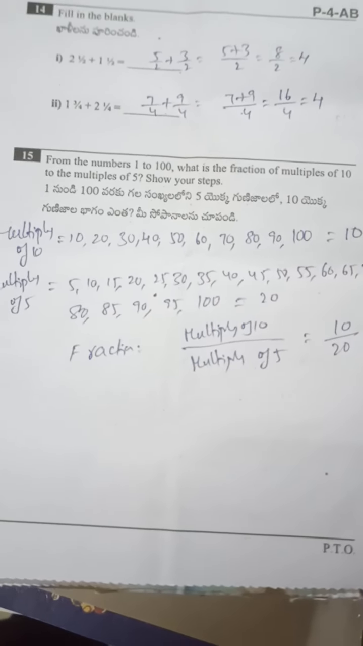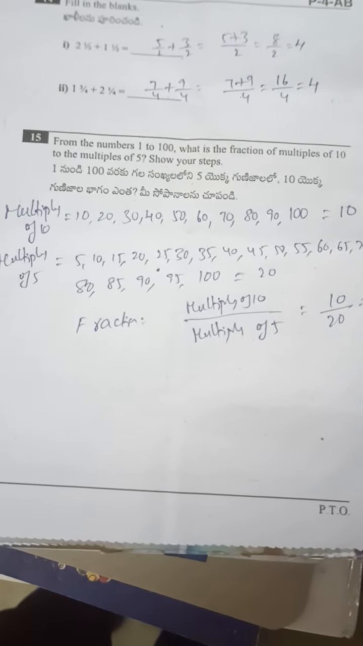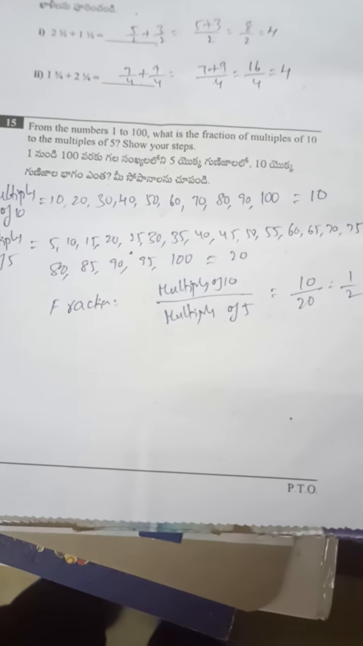Next, from the numbers 1 to 100, what is the fraction of multiples of 10 to the multiples of 5? So multiples of 10 are 10, multiples of 5 are 20. So what is the fraction? 10 by 20. Its value is 1 by 2.